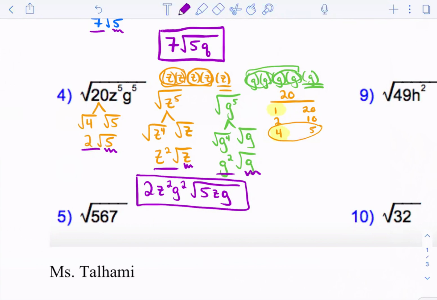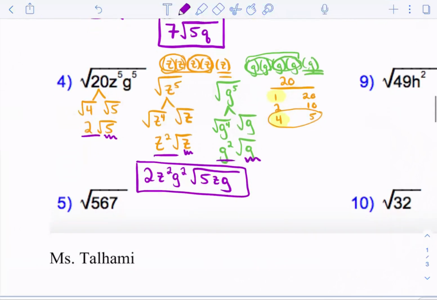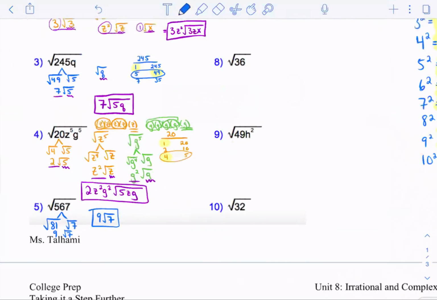So on the next one, I'm just going to start pulling out the answers. I'm getting all the factors for 567 right off of the calculator. I actually found already that the largest perfect square is 81 times 7. The square root of 81 is 9. So the final answer here is 9 rad 7, or 9 times the square root of 7.